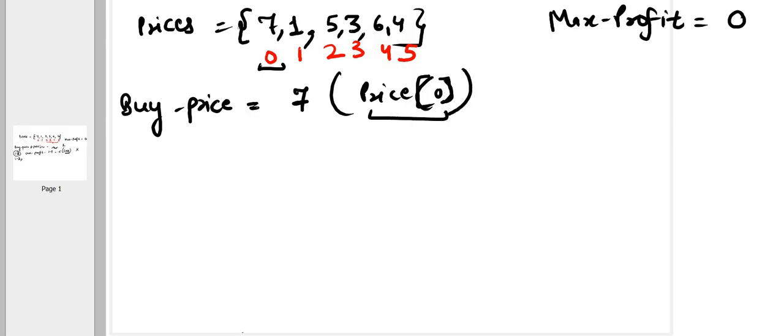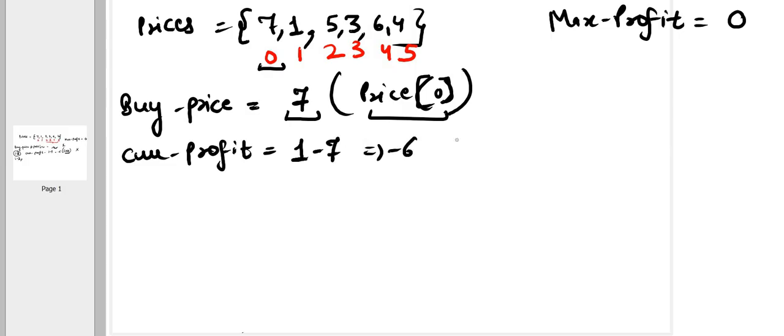So now what we are going to do, when you are buying it at 7, you are going to compare it with the values in the future to find your profit. Let's say we call it our current profit. So let's start comparing from index 1. You are buying it at 7. Let's say you sold it at 1. Is there any profit? 1 minus 7 is minus 6. So that means you are at a loss. So what is your current profit? 1 minus 7, that is minus 6, which is a loss. No profit, right? So we are not going to update the maximum profit.